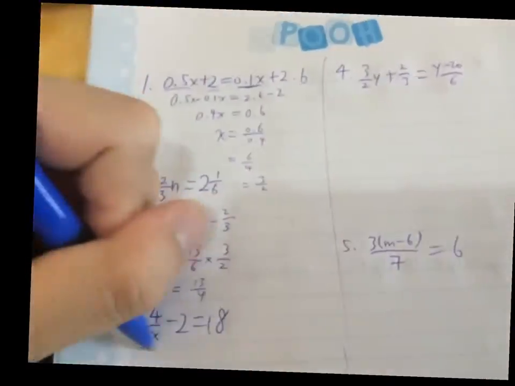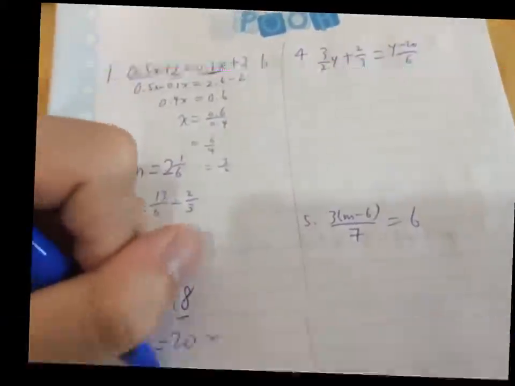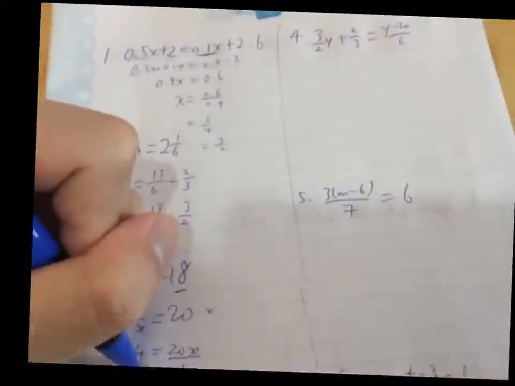This one, 1 term, 2 terms, 3 terms. Okay, these 2 are numbers. You can combine these 2 first. 18 plus 2 is 20. And then you can multiply x for both sides, and then cancel, before equal to 20x. And then you can divide 20 for both sides. So x will be 1 over 5.